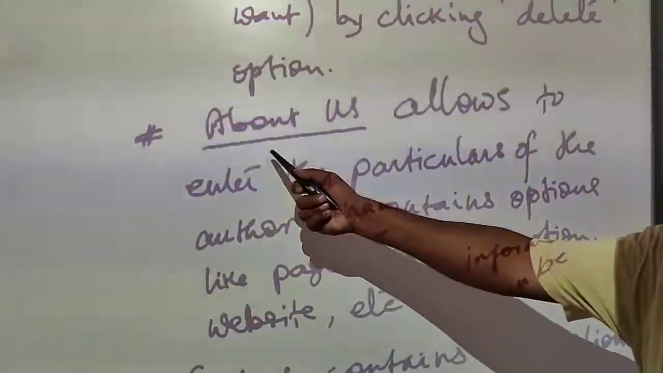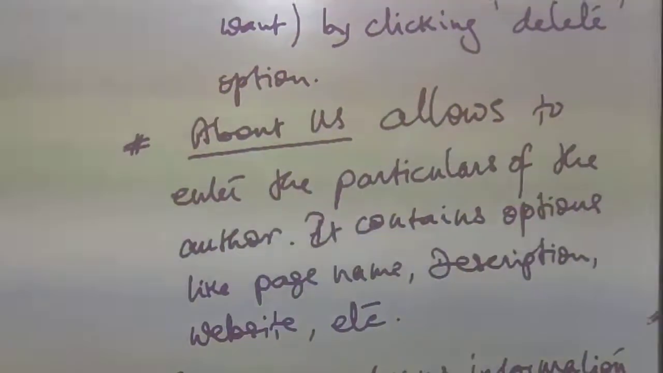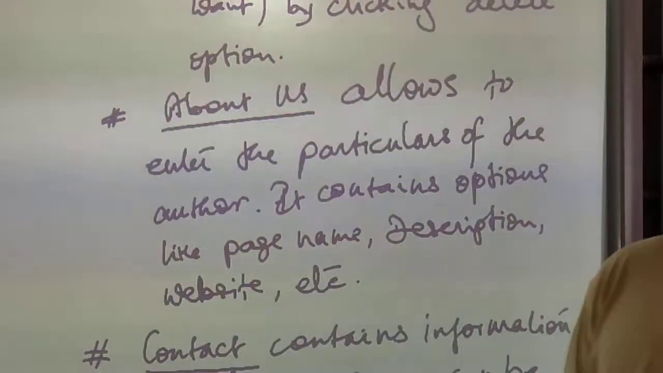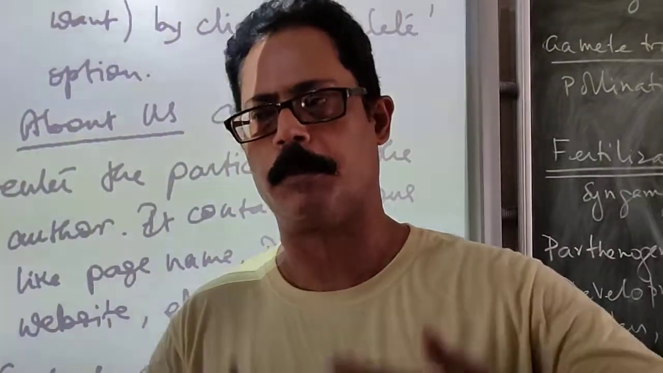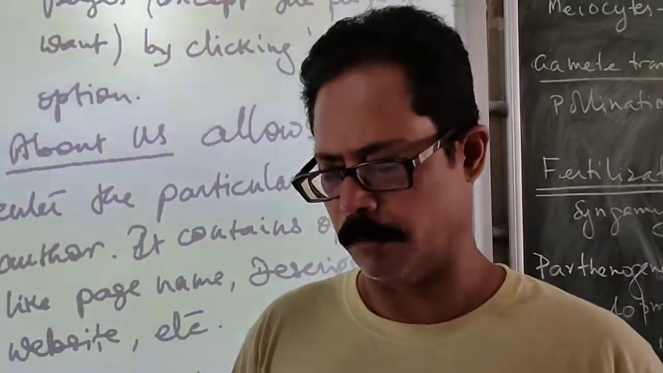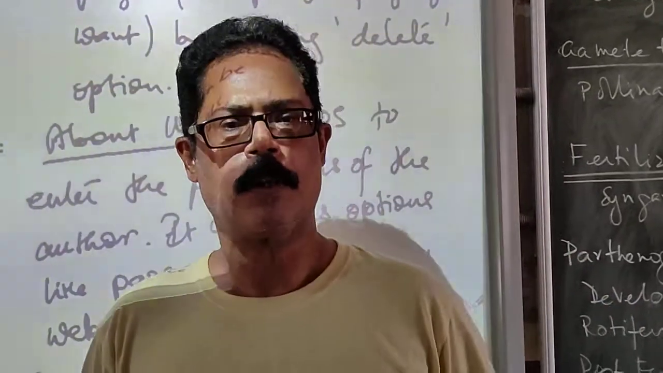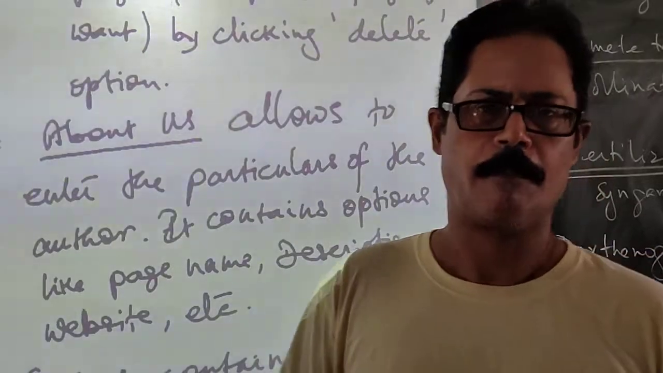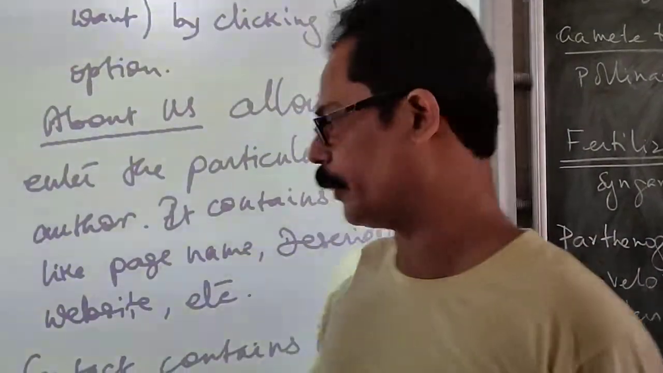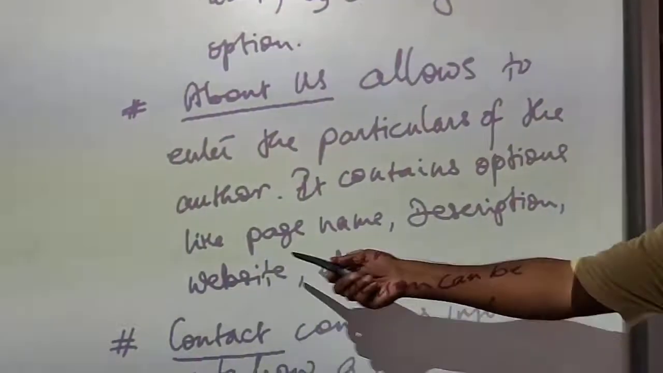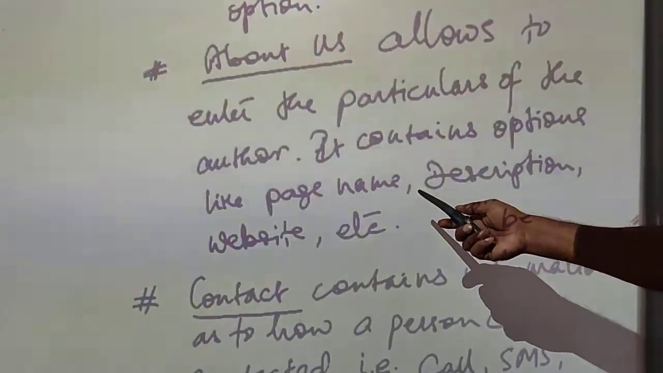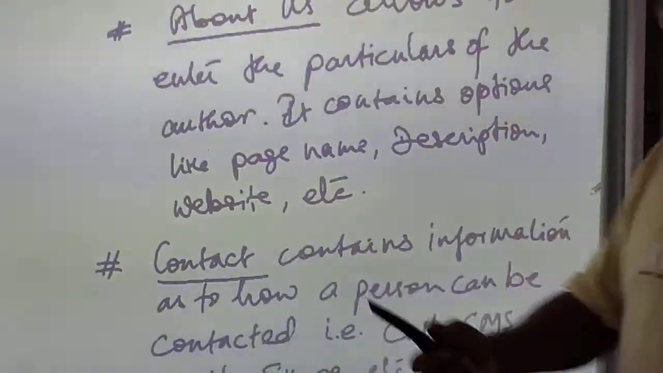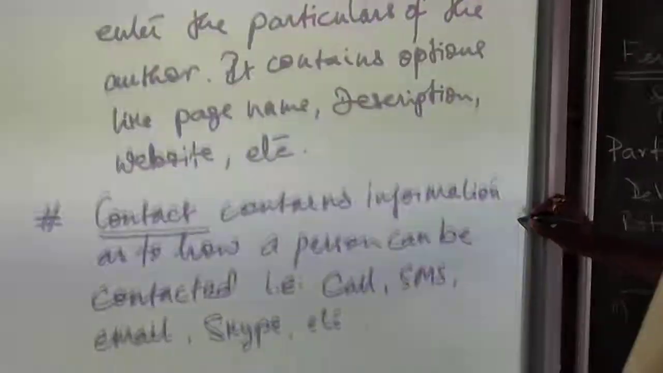That is, about us. About us allows you to enter the particulars of the author. Suppose a company is creating, it tells about the company, and if a person or a proprietor is creating, then his or her identity can be displayed over there. It contains options like web page, the page name, the description, the website, etc. Even the phone numbers can be given over there.